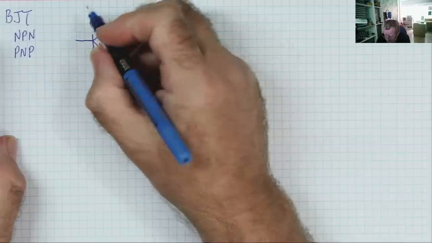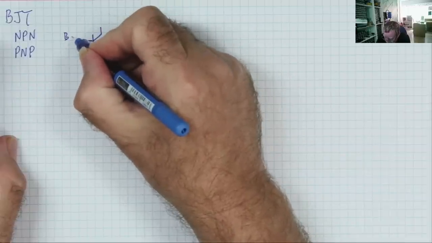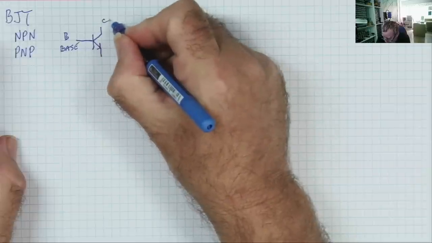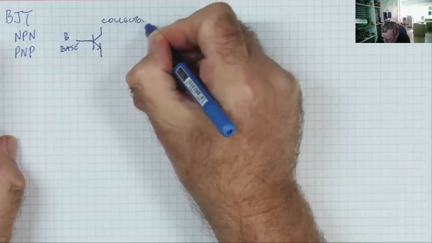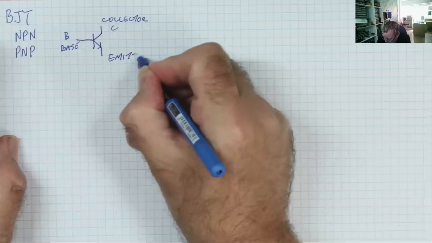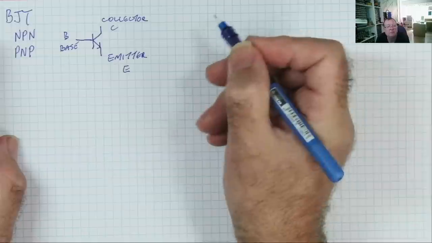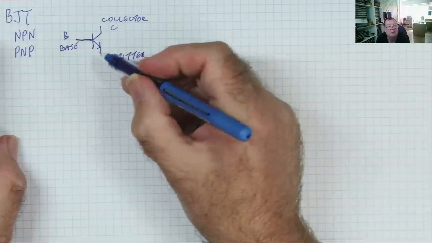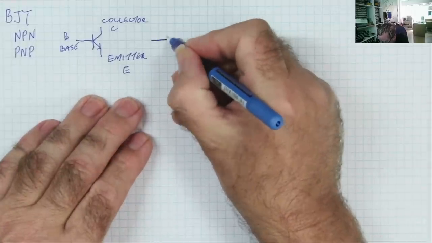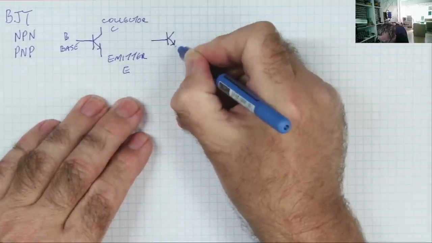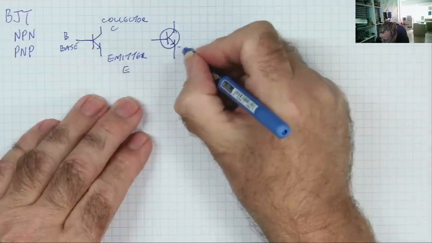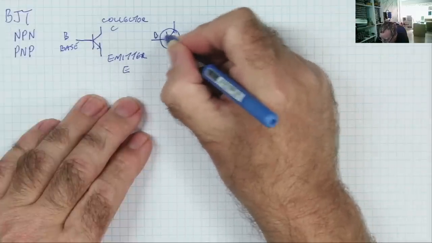These are three-pin devices. This is called the base, or just B. This is called the collector, or just C. And this is called the emitter, or just E. Okay, those are your three pins. Quite commonly, this symbol has a circle around it, like so, and it may or may not be marked on the schematic EBC.